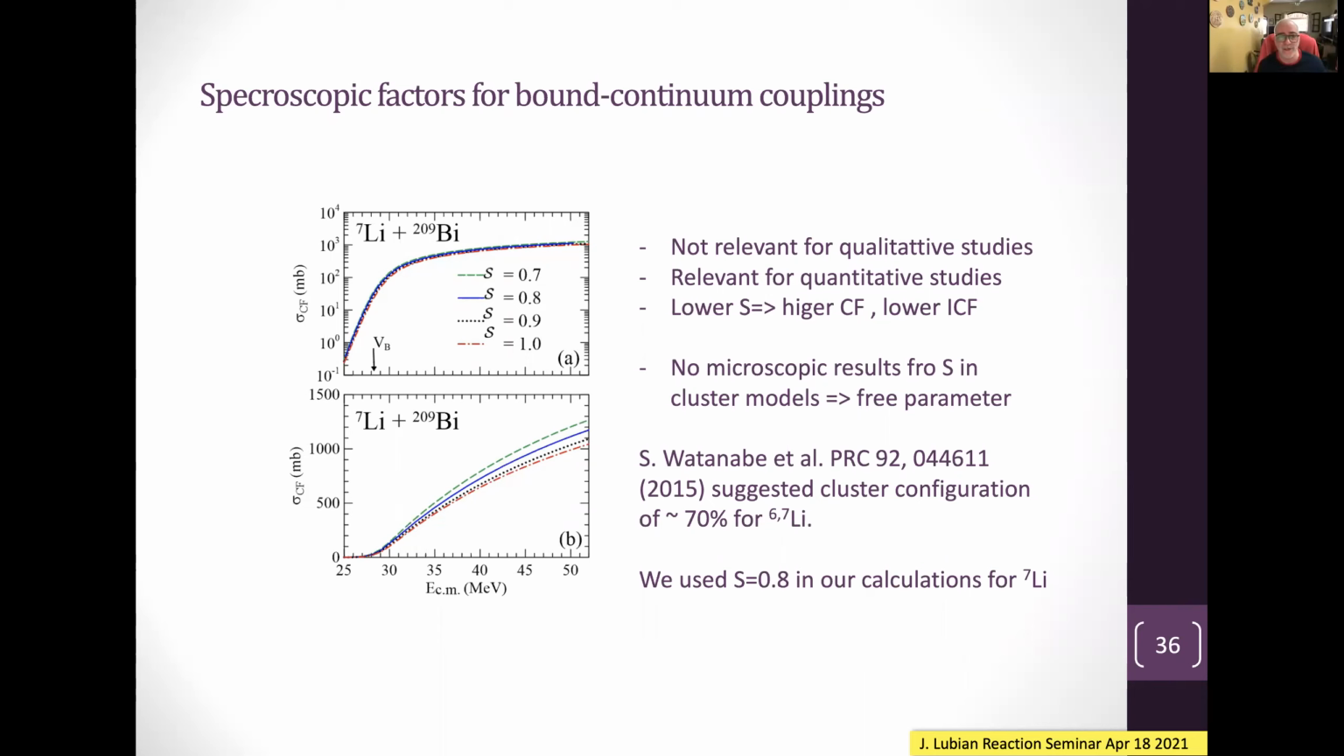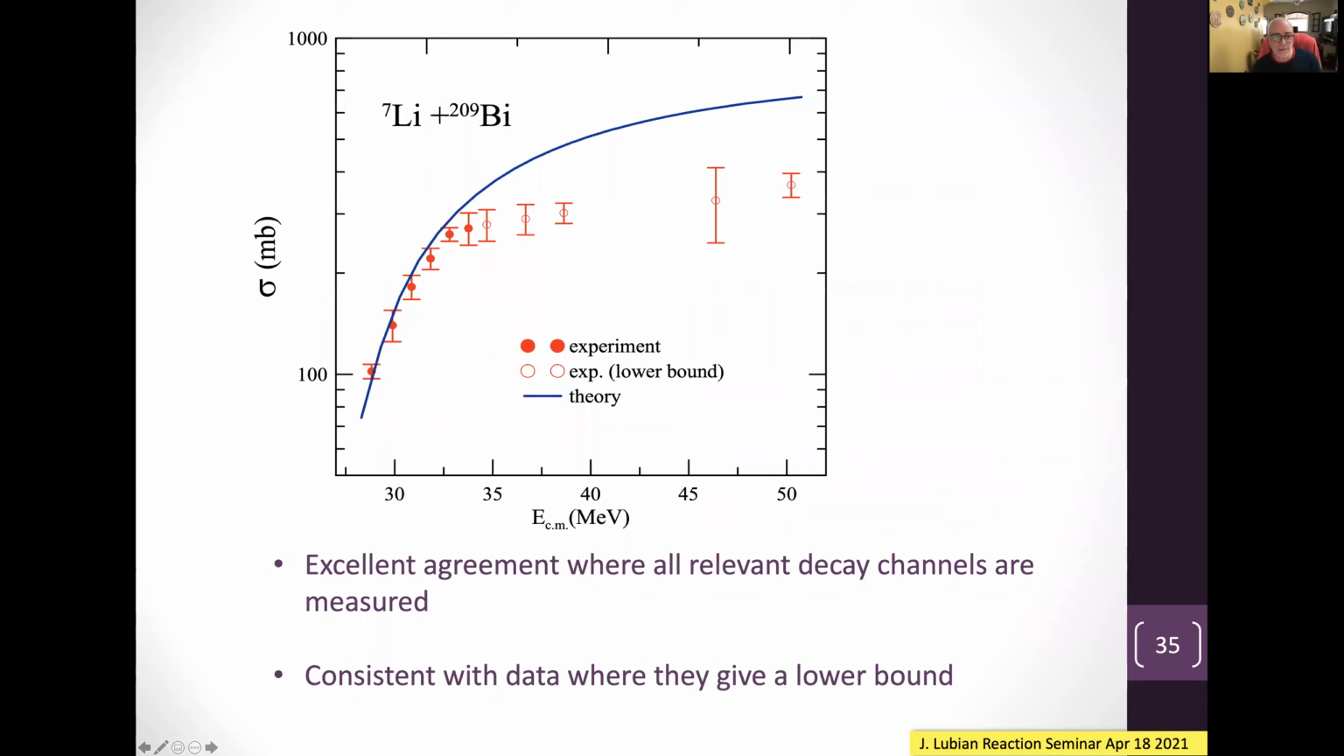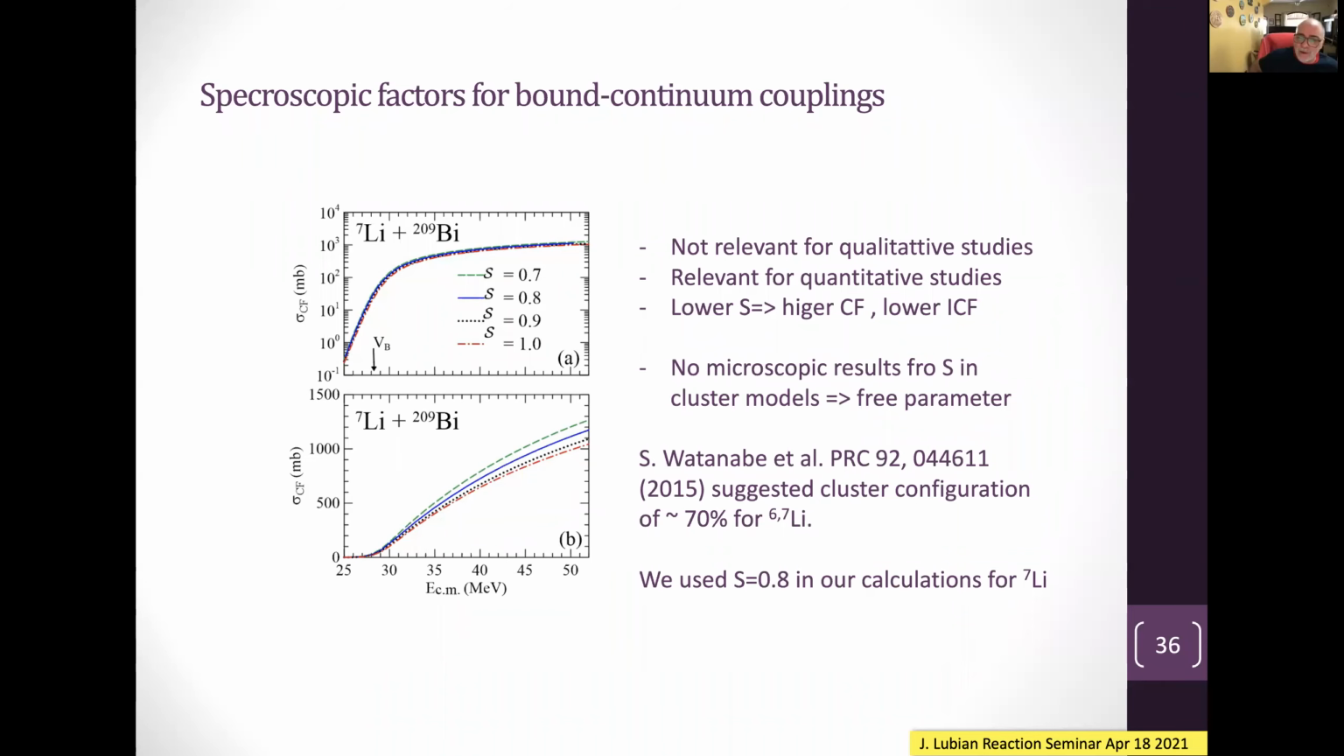We investigated this value, changing this spectroscopic amplitude, and there is a Watanabe estimation that the cluster structure of lithium-7 should be about 70%. So we changed this spectroscopic amplitude between 0.7 and 1. If you look at the logarithmic scale, you will see almost no effect, especially if you have experimental data with 10% uncertainty. But if you put it in linear scale and you want a quantitative description of the experimental data, this spectroscopic information might be very important.